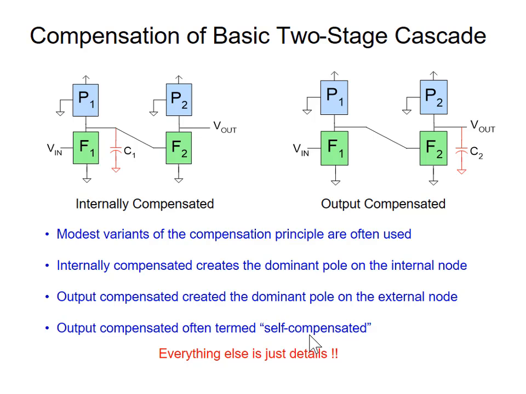Internally compensated op amp, since we put a capacitor on this node, oftentimes it has to be big. It creates the dominant pole on the internal node. Output compensation creates the dominant pole on the external or the output node. Output compensation is often termed self-compensated. Okay, that's nice. Means you don't have to compensate it. The idea is, you know you're going to drive a large capacitive load. Let that load be the compensation capacitor. But be careful, because if you go back and say, well, I didn't really want to drive that large load, I really wanted to drive a smaller load, then you might have problems.